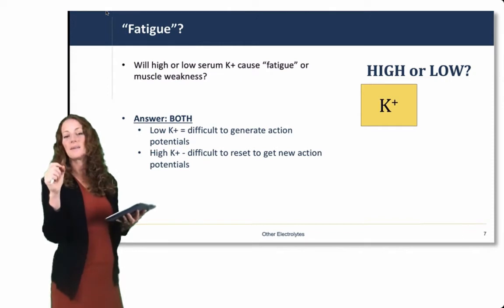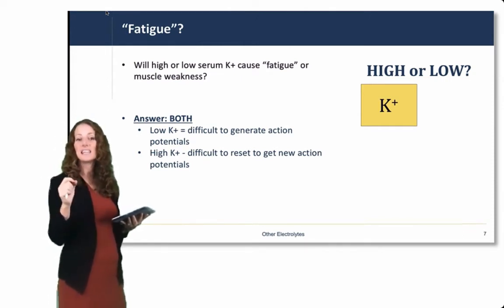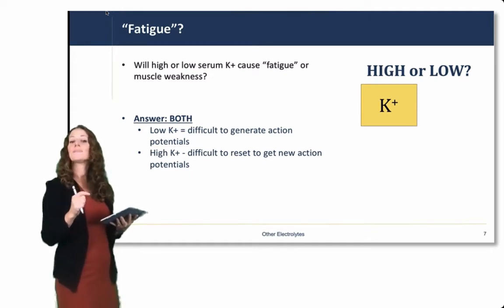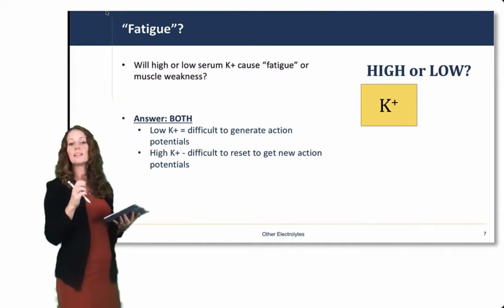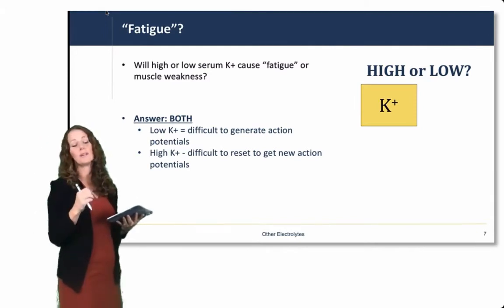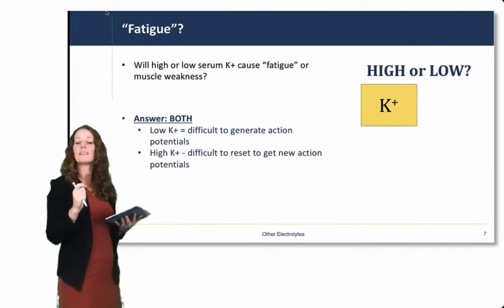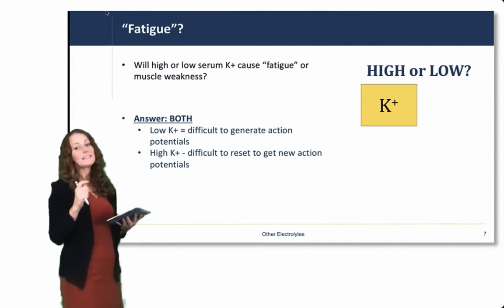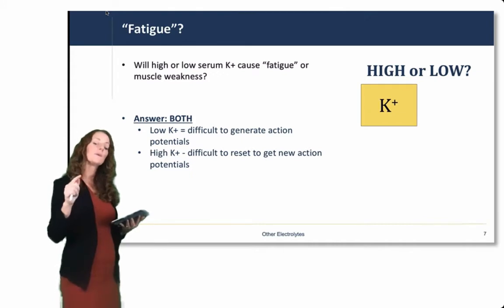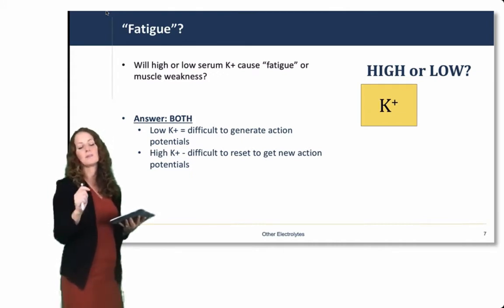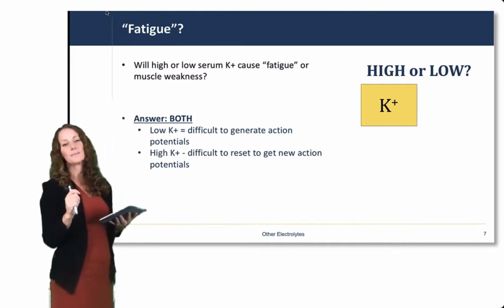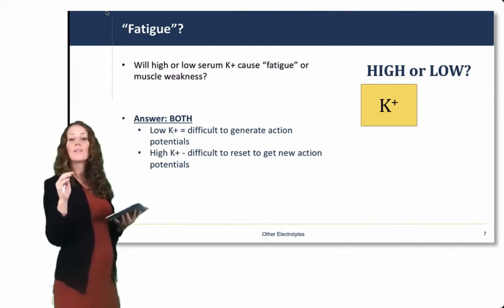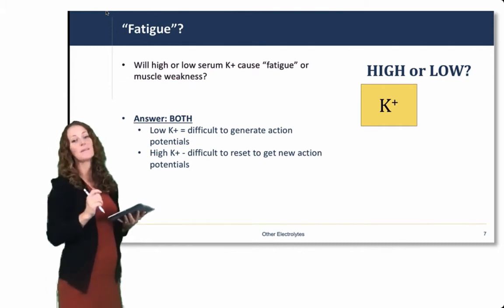My answer is that both. You will get fatigue or muscle weakness in both low and high potassium situations. And why? In a low potassium situation, it's difficult to get to threshold because of that increase in gradient. In high potassium situations, it's easy to get to threshold, but it's difficult to reset to get new action potentials or new stimuli to the cells. In both cases, patients will present with muscle weakness and fatigue.